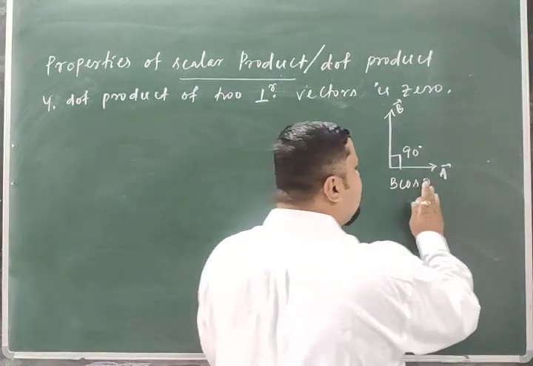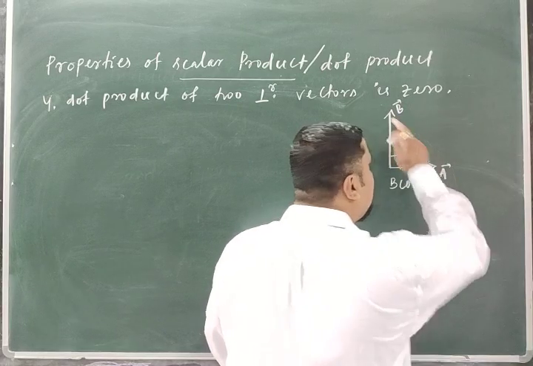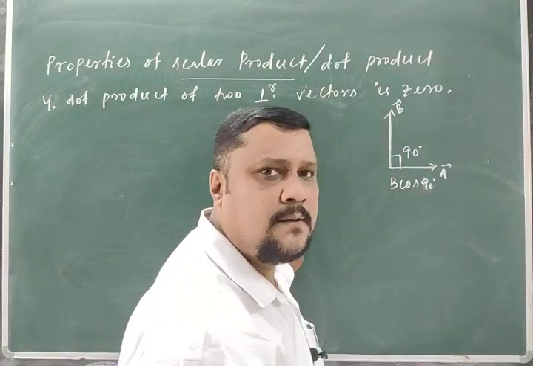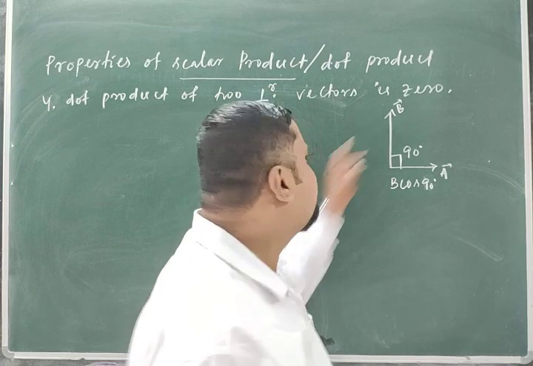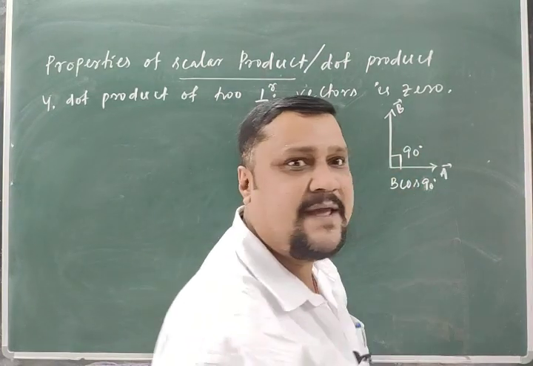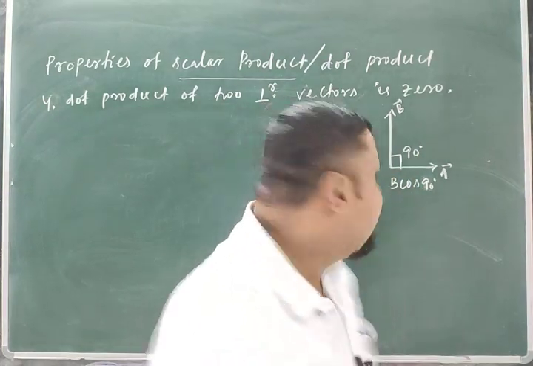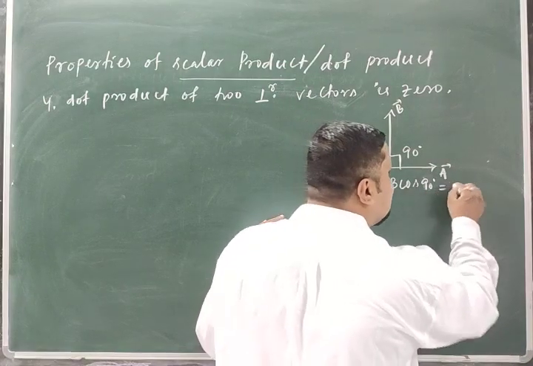What is that, B cos theta? B cos 90. What is cos 90? 0. So this is 0. The component of B along A is 0. Means here we got that this is equal to 0.